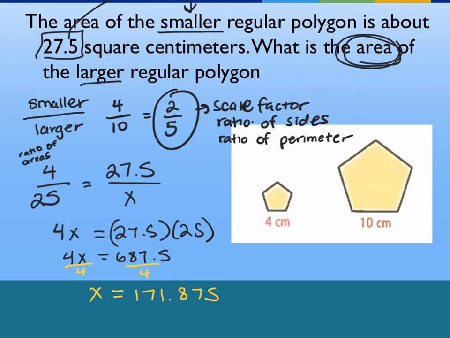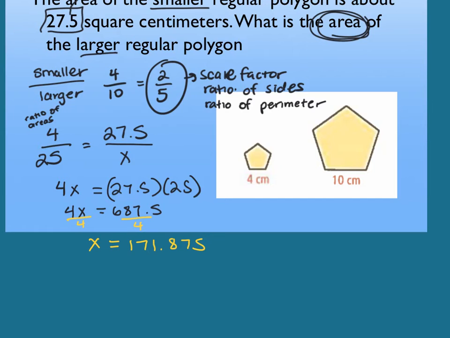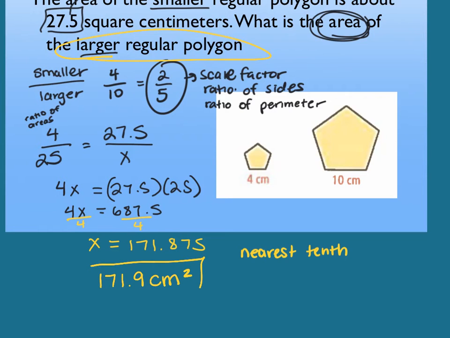And it will usually tell you what to round to. Let's say it said nearest tenth. That's 1 decimal place. So the area of the larger polygon, which is what we were looking for, would be 171.9 centimeters squared, because it's area.